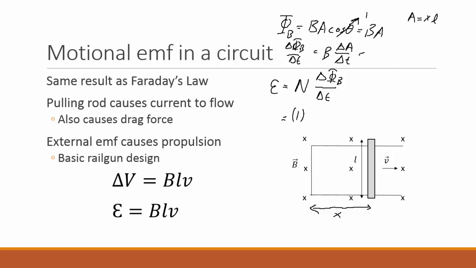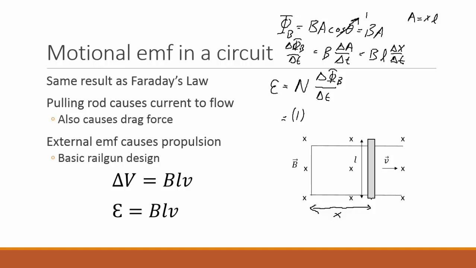And again, L is not changing over time. The bar is not getting longer. But when the bar moves to the right, the area gets wider. So if I look at the difference, I get B times the length times the change in x over time.